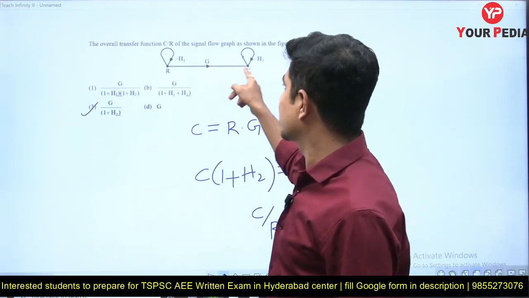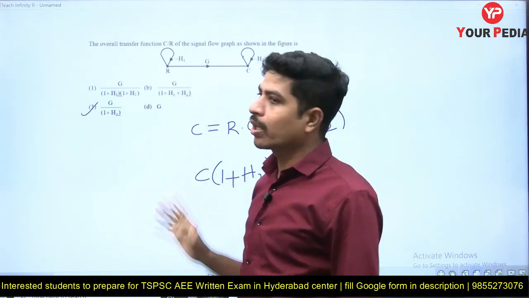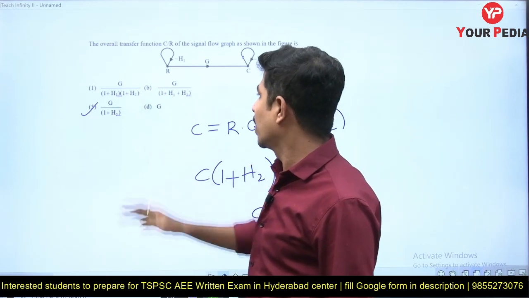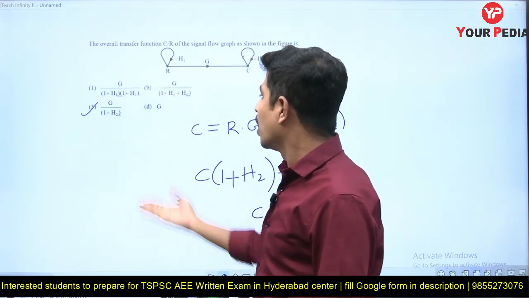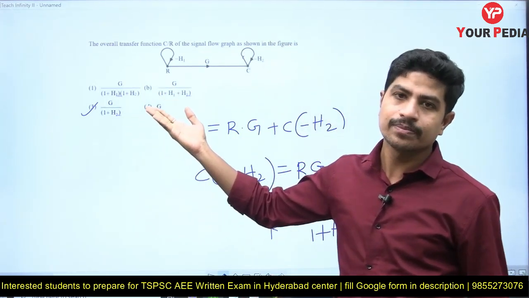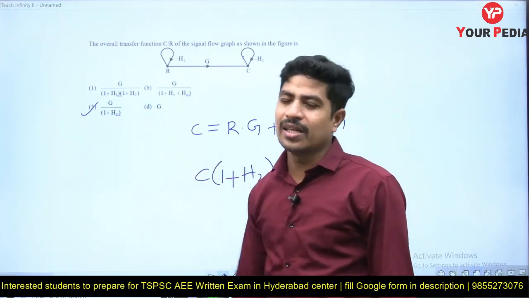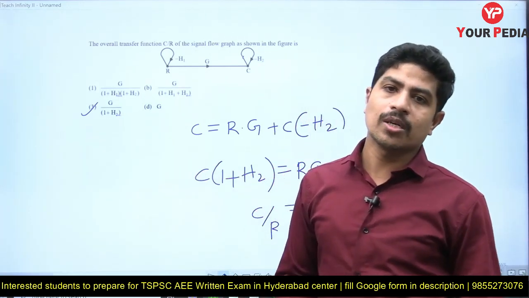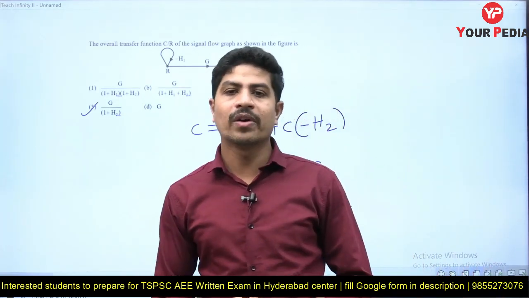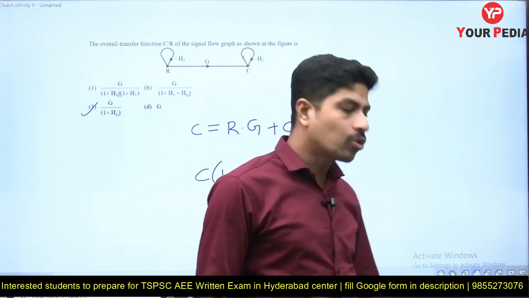First of all, whenever you see this type of structure, H1 will not come in the option. So option 1 is eliminated. Option 2 is also eliminated. Option D is having only G. Therefore, option 3 is the answer. So if you know the concept, answering this type of questions is going to be very easy. Let's move to the next question.